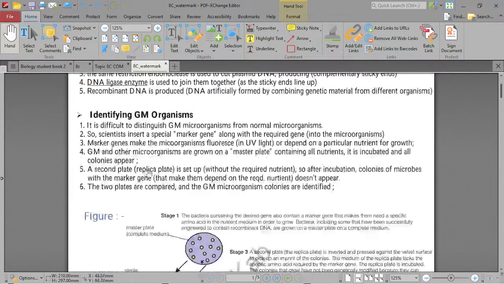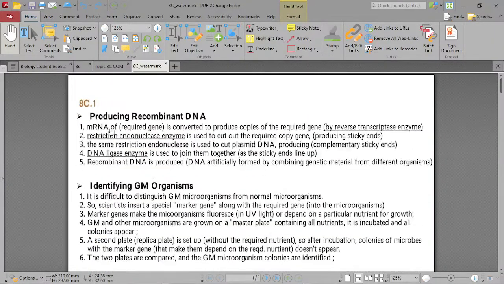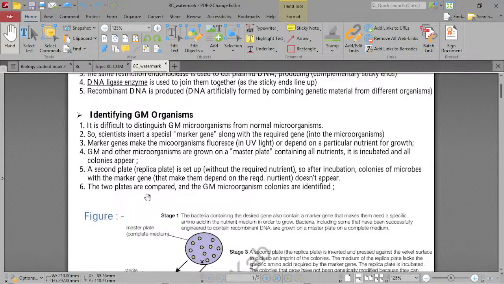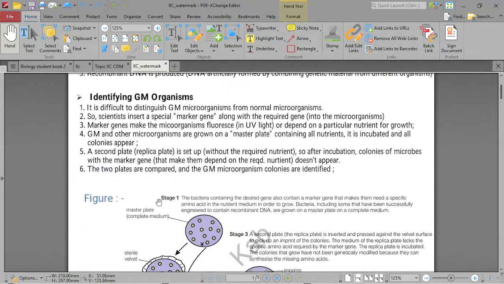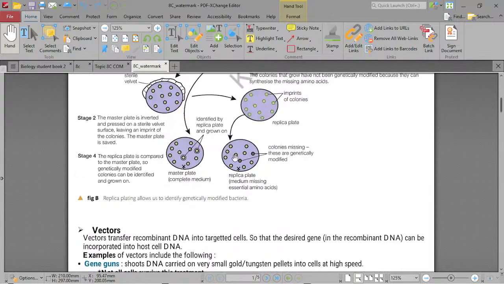So here are some notes. Quickly going over what is recombinant DNA, how to make it, how do you identify GM organisms, using, putting the gene marker inside them so that they depend on one amino acid or chemical or protein, and then we set up two instances where the protein is present or the protein is not present, and then just checking where they're missing or present.